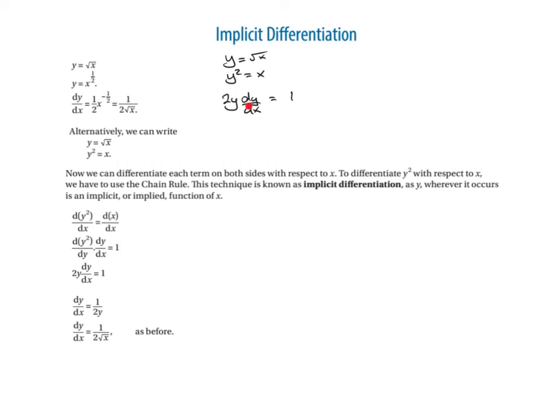I'm looking to get dy dx equal to something, because I'm looking for the differential. So dy dx is equal to 1 over 2y, but I would like to have this in terms of x. In our original equation, y is equal to root x, so I can change the y for root x, and that means dy dx is equal to 1 over 2 root x, which is exactly the same answer as doing it the methods we've already discussed.